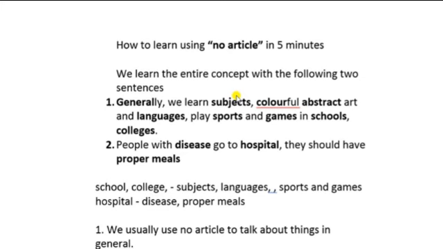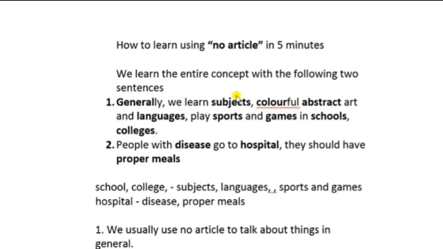Generally, we learn subjects, colorful abstract art and languages, play sports and games in schools, colleges. That's what we do in schools and colleges. We learn subjects, we learn different colored art, we learn different languages, we play sports and games. And sentence number 2: people with disease go to hospital, they should have proper meals. Now, of course, that's again a general thing. People with disease go to hospital and they should have time to time meal. Yes, exactly. But now, we are in no way concerned with the meanings of these 2 sentences.